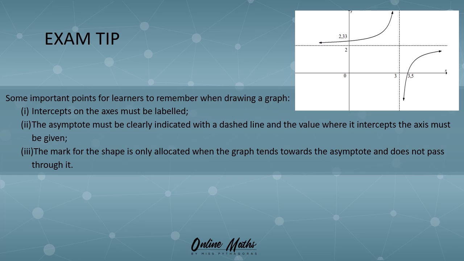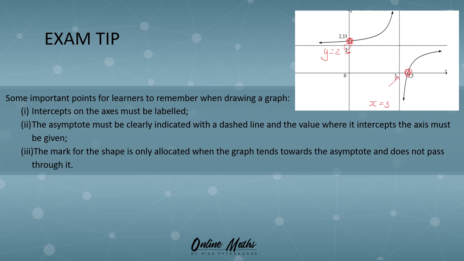Here are some important points for learners to remember when drawing a graph. Intercepts on the axes must be labeled. Can you see that was the 2,33 and the 3,5. The asymptotes must be clearly indicated with a dashed line, and the value where it intercepts the axis must be given. Can you see this was your line y is equal to 2. There, the 2 was indicated, and then this was the line, the asymptote x is equal to 3. Can you see? It's indicated there.